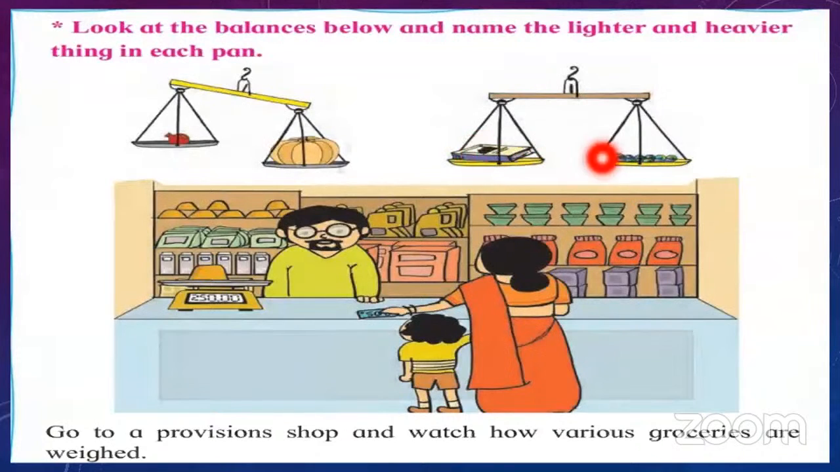Okay, children. Now here you can see the balance scale about which we learned. Here is given an electronic balance, and you can see how the weight is done. Now look at here.